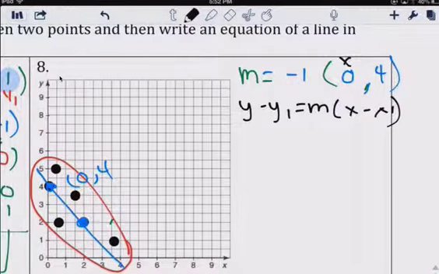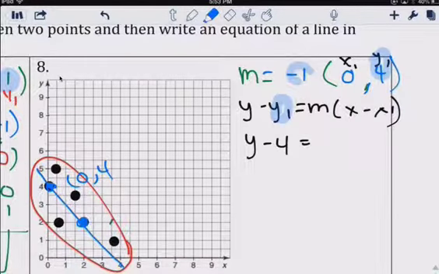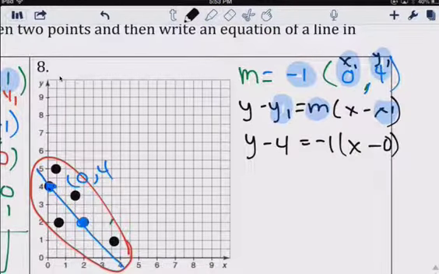And this is x1, y1 here. Substitute y1 in, which is 4, put it there. Y minus 4. M here, negative 1, put it there. Negative 1 parentheses x. And x1 is 0. Put 0 there. Okay, you can choose any 2 points you want.